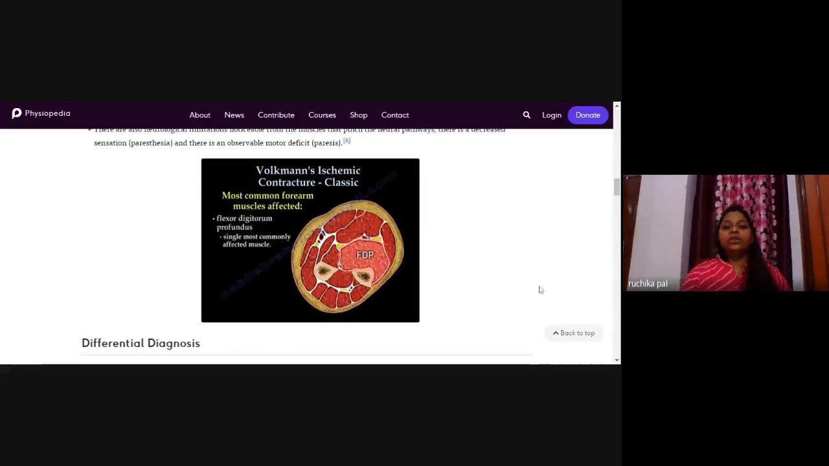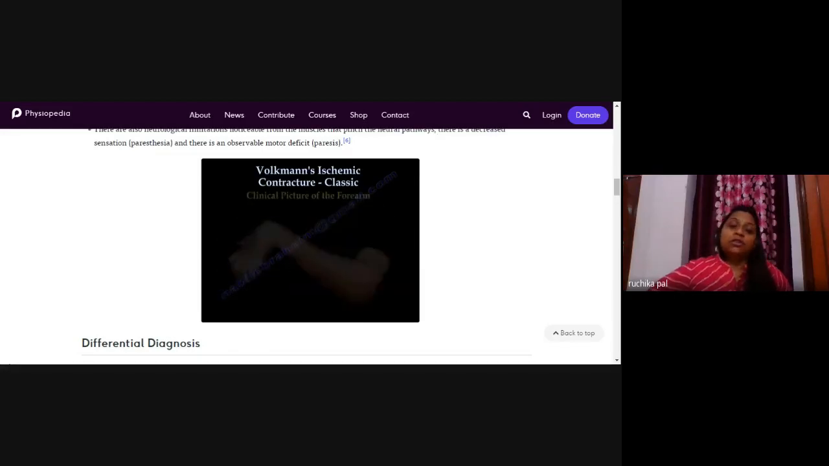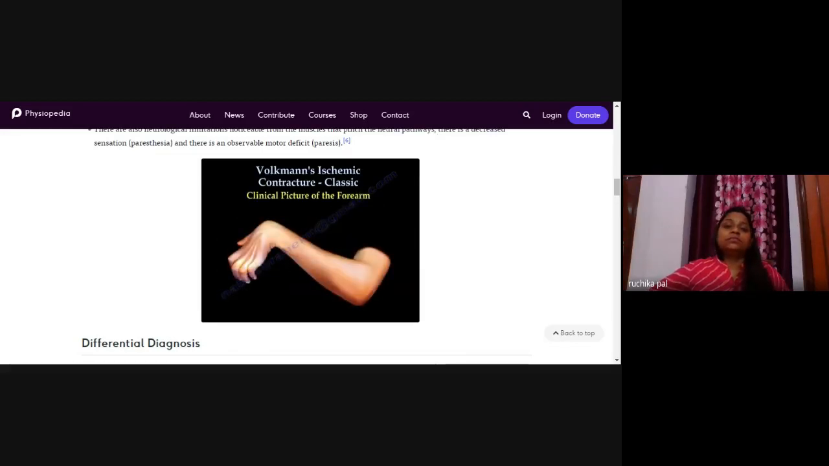Again, it is showing the muscles more commonly involved: FCU, FPL, FDS, and pronator teres. Most commonly it is the FDP, flexor digitorum profundus, and then flexor pollicis longus. You can see the wrist is in flexion, the thumb is in adduction, the elbow is in flexion, forearm pronation is there, the metacarpophalangeal joint is in extension, and the IP is in flexion. So there is severe palsy in the distribution of the median and ulnar nerves.